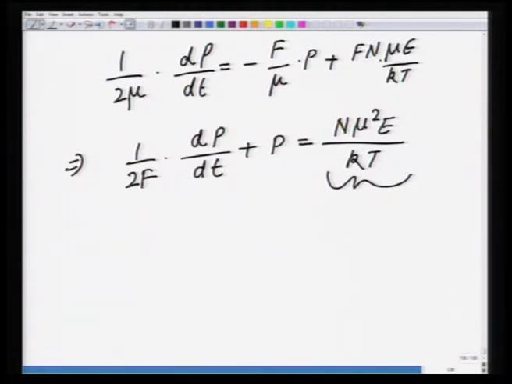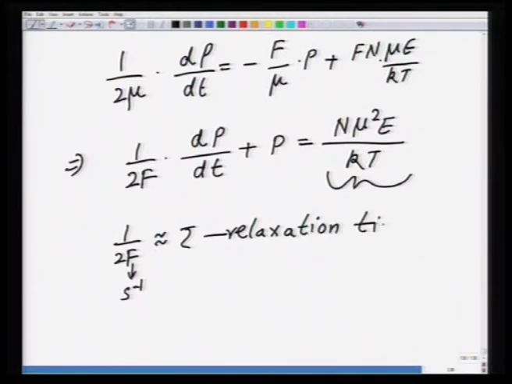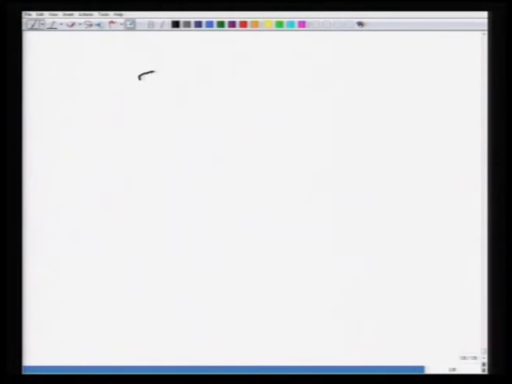Now you must be familiar with this term that we derived earlier. This was the dipolar polarizability. And here 1 by 2F, now F is nothing but probability per second, so this has a unit of per second. So 1 divided by 2F is called the relaxation time tau, and this is a characteristic of a system. So this equation can be rearranged in the following form.